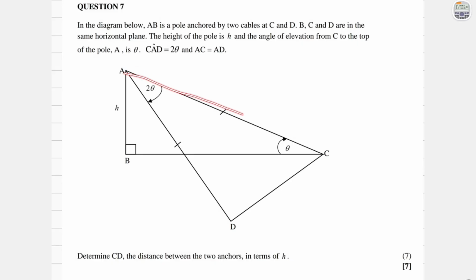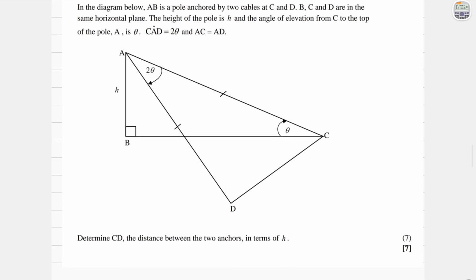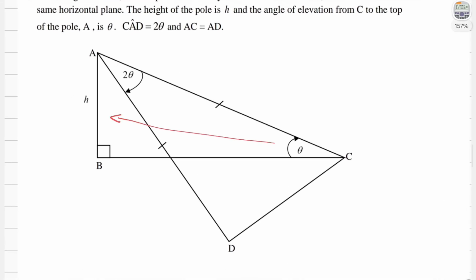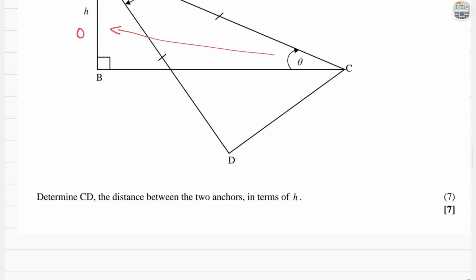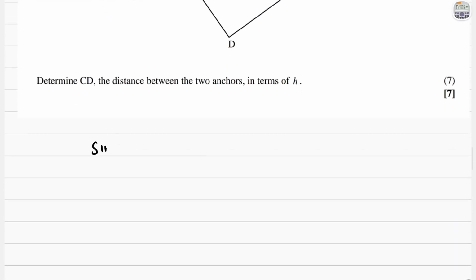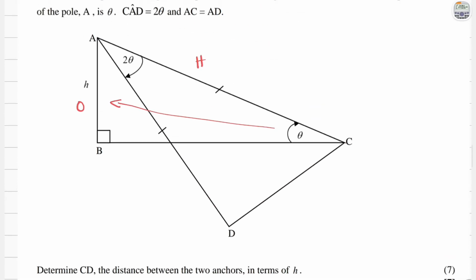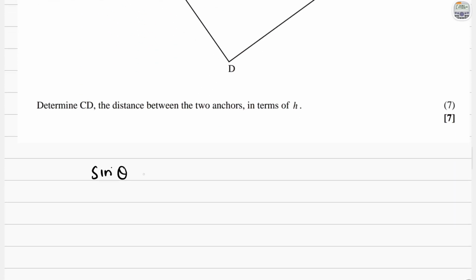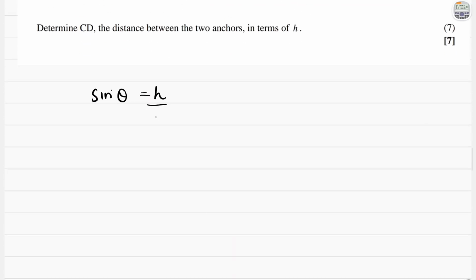AC seems easier to find because it's part of a triangle that we have here. We can find AC because we have theta and the side opposite it, which is in terms of H. So let's find AC first. Because we have the opposite side and we're looking for AC, which is the hypotenuse, we're using opposite and hypotenuse, meaning we're using sine. So we'll simply say sine of that angle, theta, is equal to the opposite, which is H, over this hypotenuse, which is AC.